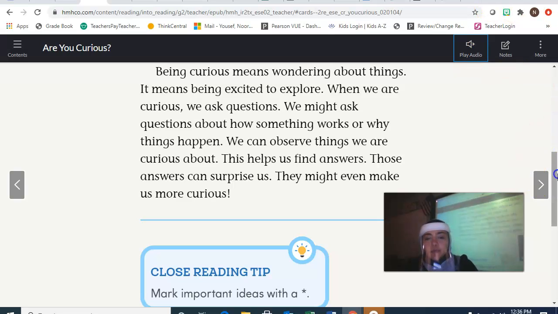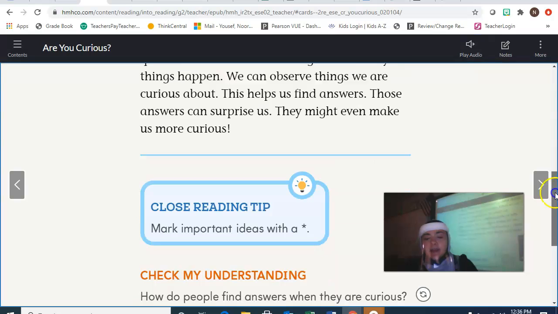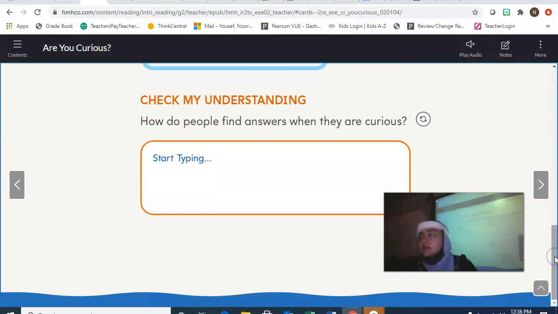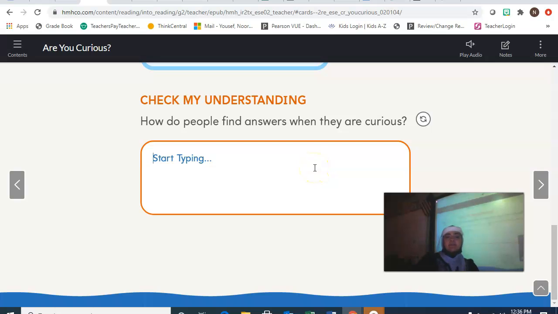All right. So we can observe things that we are curious about. What does it mean to observe something? Observe means like to watch something closely. So if we watch something closely that we're curious about, we are actually learning more about it. Okay, so how do people find answers when they are curious? How do we find answers?